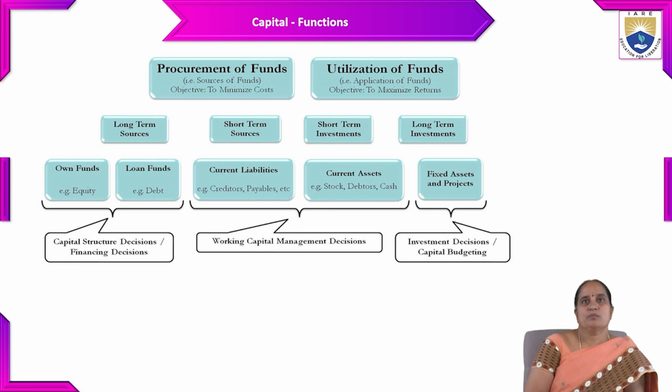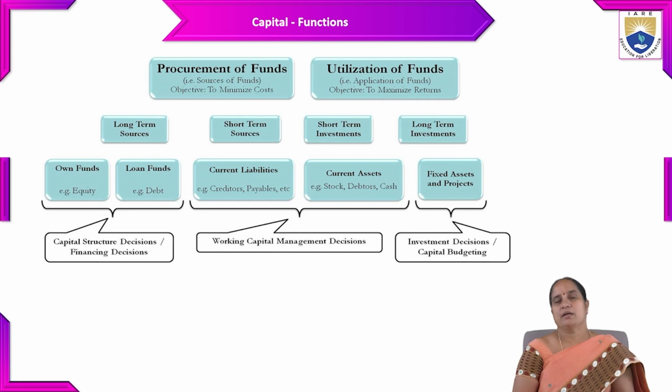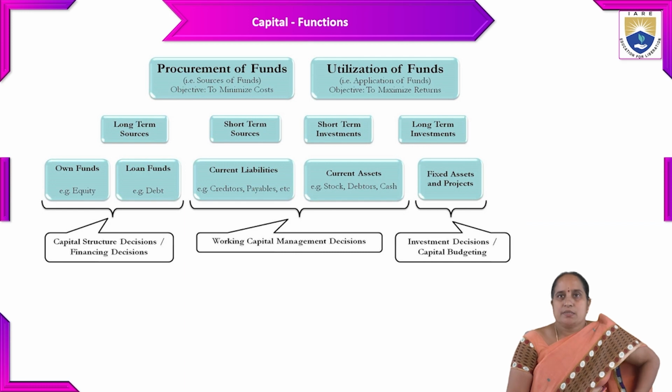Then the second one, short term and long term. Short term means we are talking about current liabilities, for example creditors, payables, etc. And in utilization of funds, short term investments mean where one can invest in the form of stocks, debtors, cash in hand, and cash at bank. These two are known as working capital management decisions. And the third category is long-term investments, fixed assets and projects.